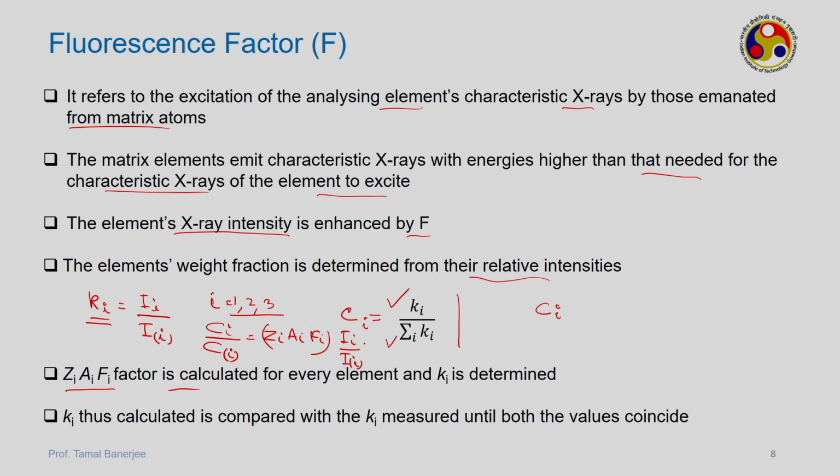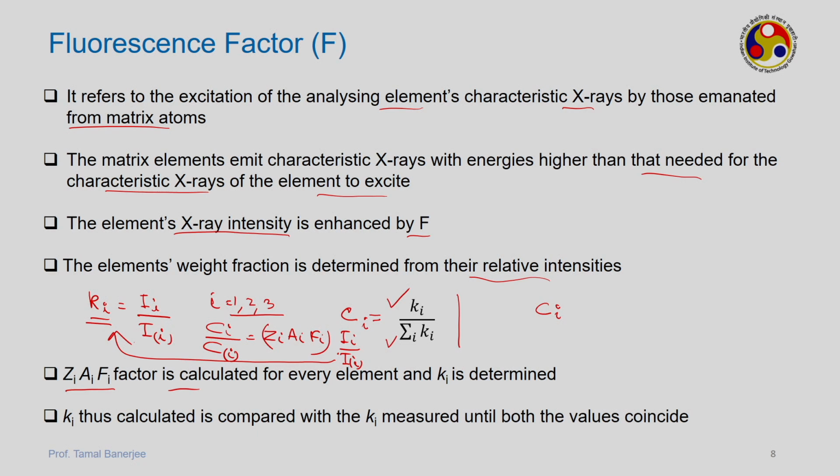This Ci is nothing but Ki, this is Ki, which I have already written here. So, you find out Ci from this expression. Now, calculate separately this factor for the individual 3 elements, again multiply this, then again you will get Ci.